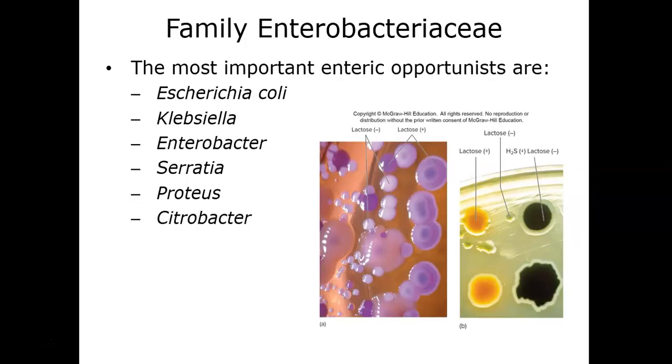So I also want to mention this is an important slide to be aware of. A lot of the organisms that are on this slide fall into this family, but characteristically, they are opportunists, meaning that they will only infect when the immune system is weakened. So things like E. coli, Klebsiella pneumoniae, Enterobacter aerogenes, Serratia marcescens, Proteus, and Citrobacter all fall into this family, but again, are only going to create a problem when the patient is immunocompromised.